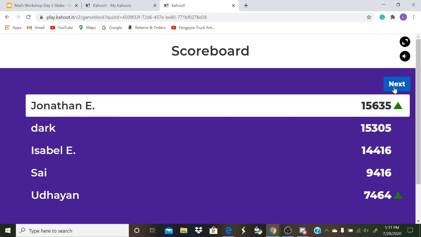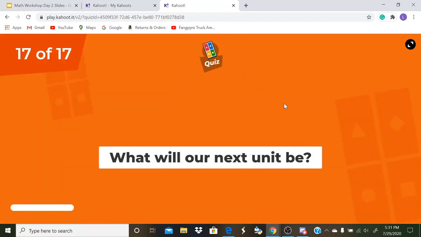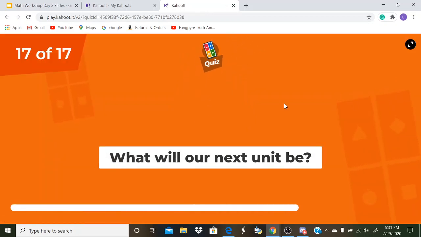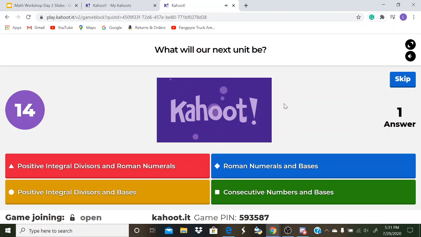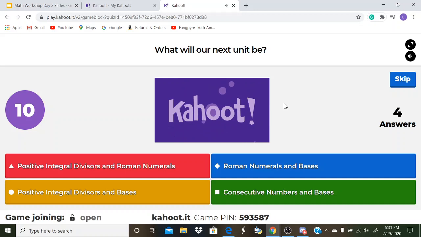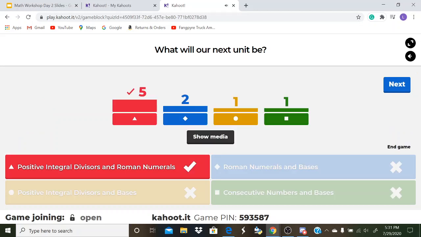So the next question is not math based, it's just what will our next unit be? It's more of a guess. Oh yeah, it is positive and then Roman numerals. So that's what we'll be doing next.